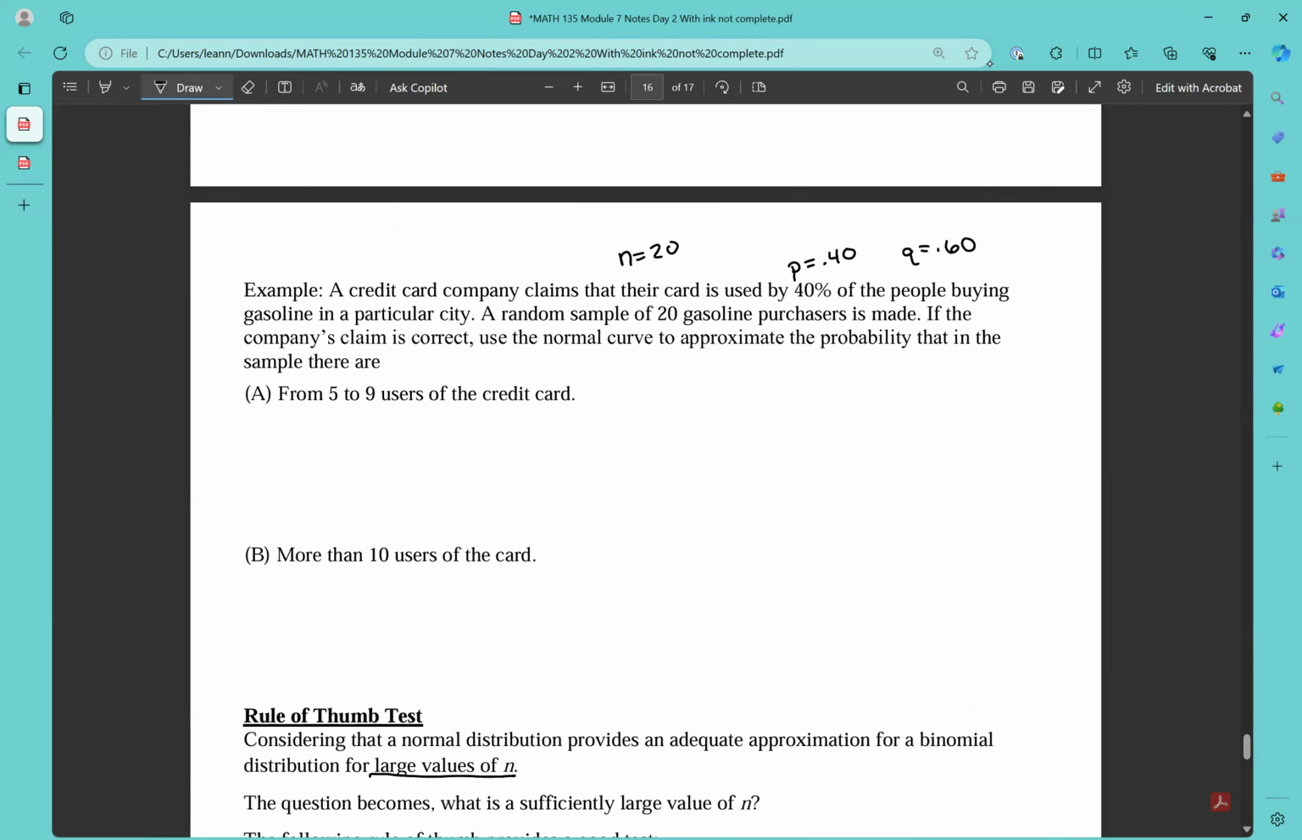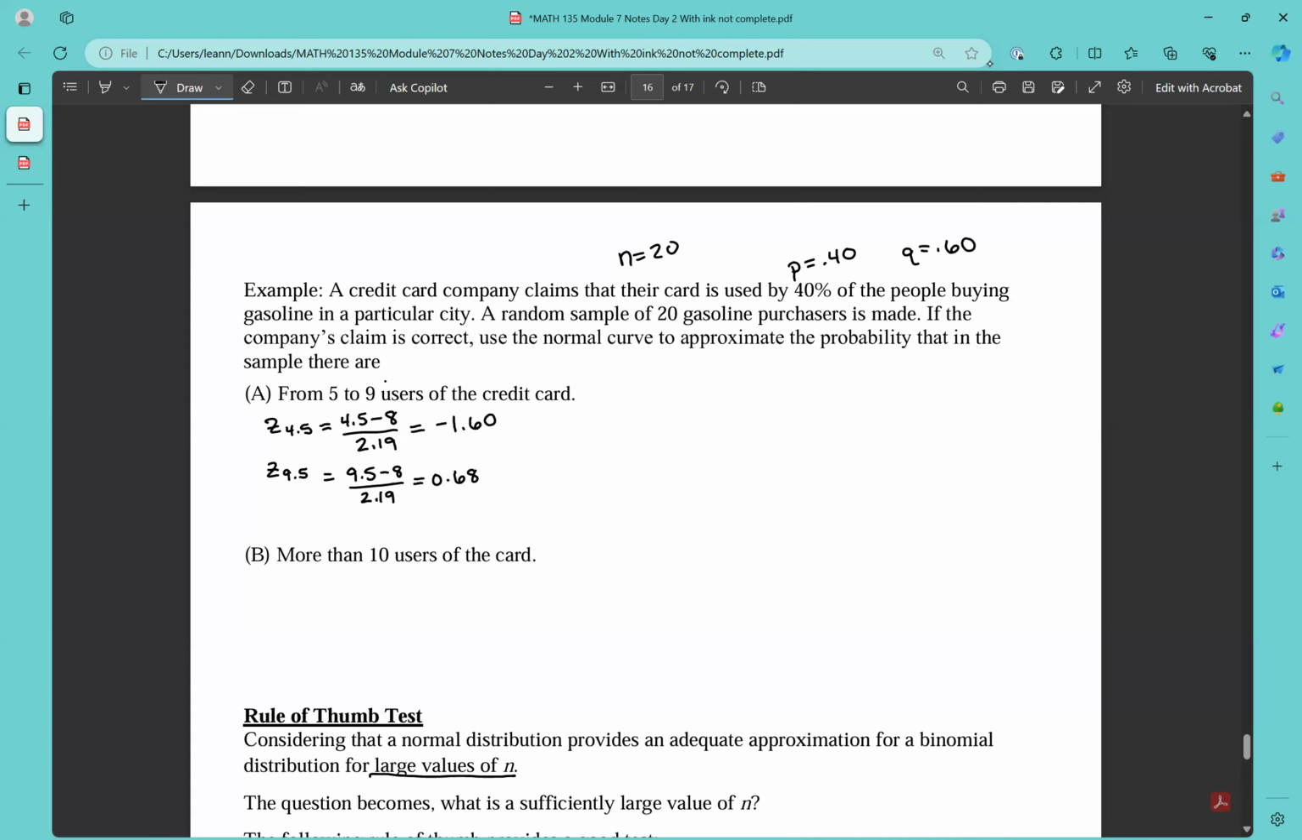So if I'm doing from 5 to 9 users, remember, that's a continuity correction. We need to go a little bit below the 5 to make sure we include the 5, because they did say from 5 to 9. We're going to go a half step above 9 to make sure we fully get the 9 histogram bar. So that'd be 9.5. So a half step down and a half step up when you're doing between. And then we find those z-scores. So it's 4.5 minus 8, because we already found that mean, divided by the standard deviation 2.19. This is a z-score of negative 1.60. For 9.5, we do 9.5 minus 8 divided by 2.19. That's going to be 0.68 when you round it.